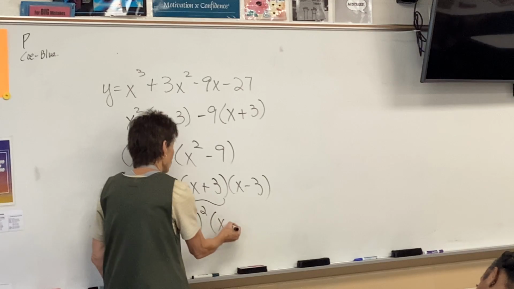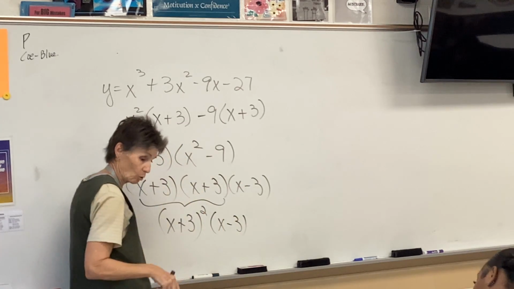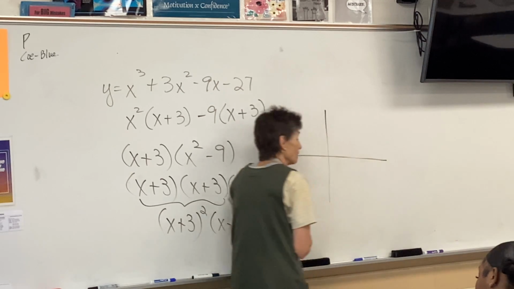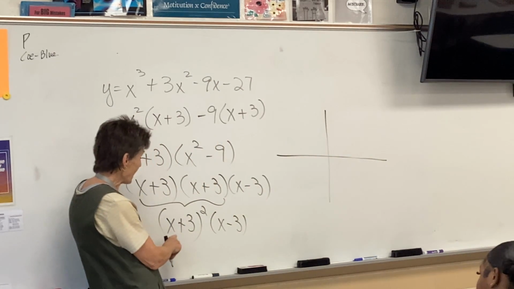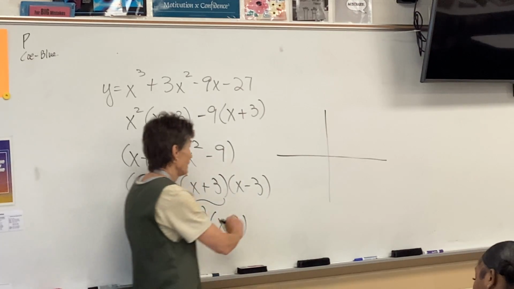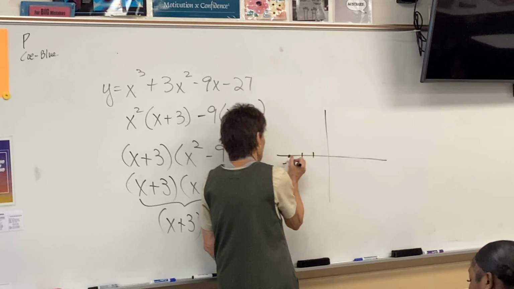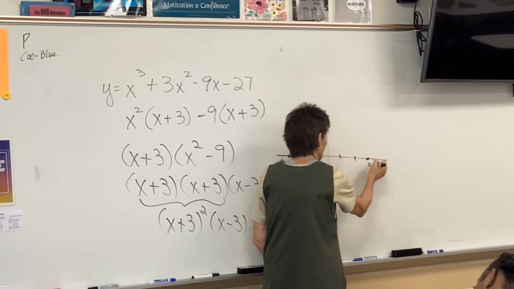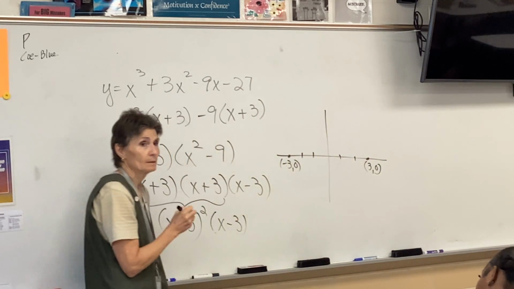Which means when you graph, which is what the question actually is, sketch it, you're only going to have two x-intercepts. You're going to have one at negative 3 and one at 3, right? Everybody keeping up?